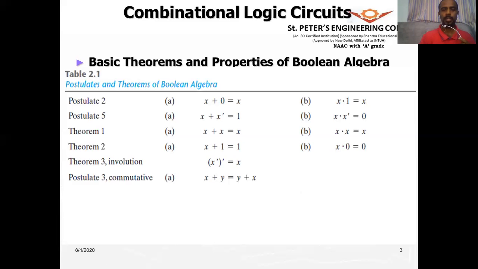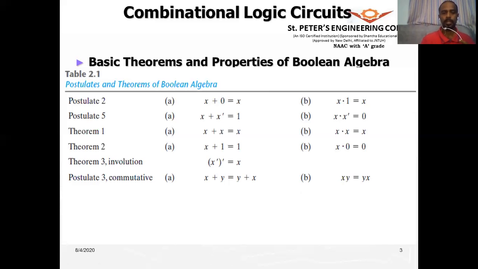The next postulate is the commutative property. That means whether you OR x with y or y with x, you get the same answer. Similarly, if you extend this to the AND operation, x ANDed with y or y ANDed with x, you get the same result.